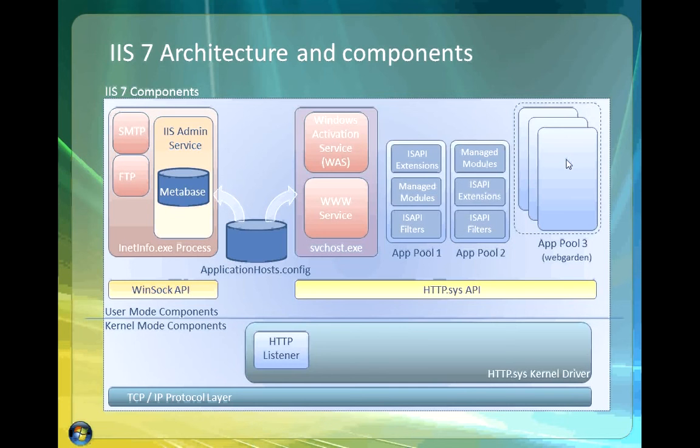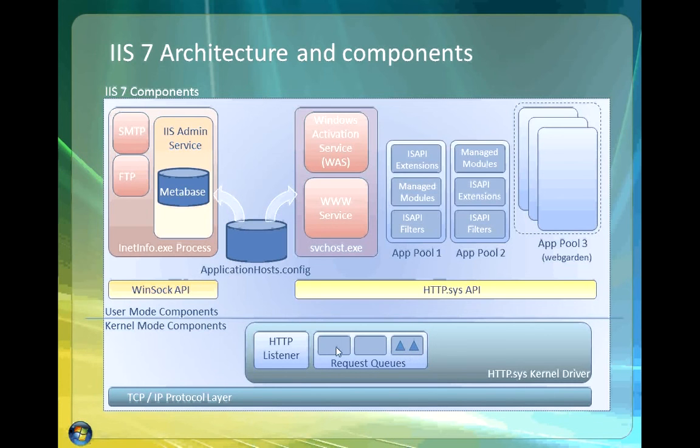But for now, let's look at how request processing is done through all of the architecture components on the diagram. First of all, a request comes in through the TCP/IP protocol layer, and the HTTP listener will validate that the request actually is a valid request. It will then place it into one of the kernel request queues, which corresponds to an application pool.